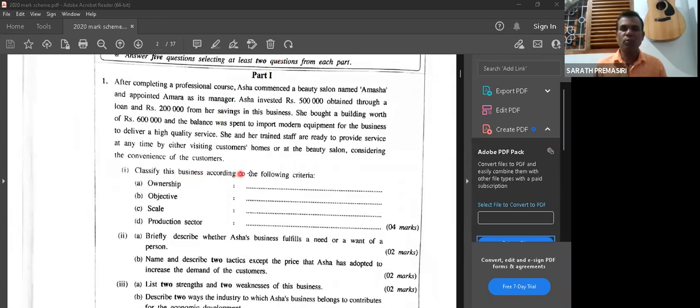Classify this business according to the following criteria. Already, we have discussed this area. Based on ownership, how are businesses categorized? Based on objectives, how are businesses categorized? Based on scale, how are businesses categorized? Based on production sector, how are businesses categorized? Now, write the answers.